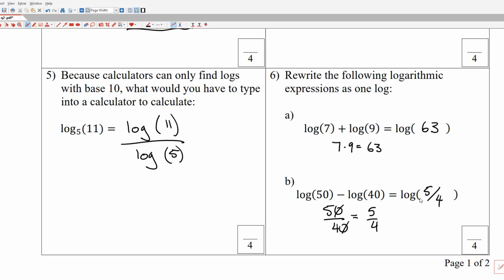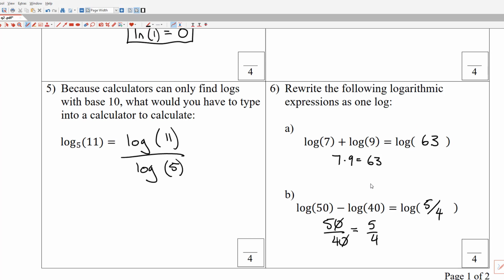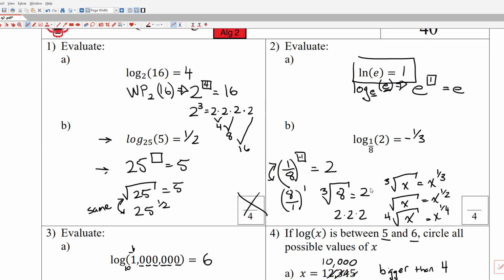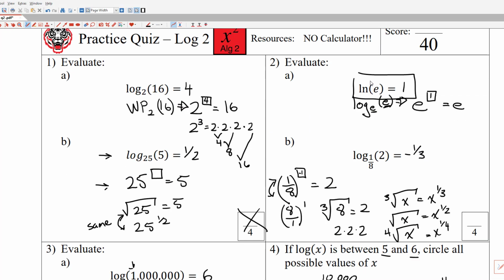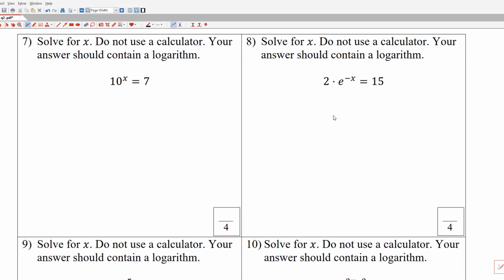You can have it as a decimal. That could have been 1.25. I'm fine with both. But again, you should not be using calculators anywhere on here. I think I said at the top, no calculators, right? Yeah, no calculator. Triple exclamation point. That's a lot of exclamation points.